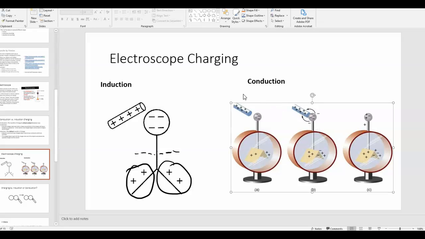So the key difference between induction and conduction is that conduction involves direct contact. With induction, you're just taking something charged and bringing it close to a conductor. So those are the three methods of charging: friction, conduction, and induction.